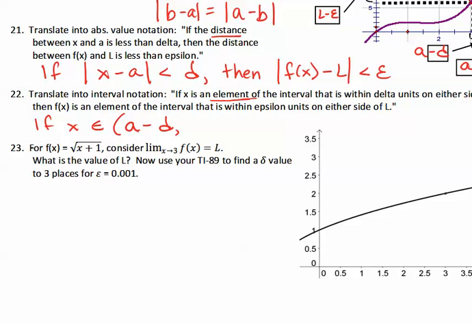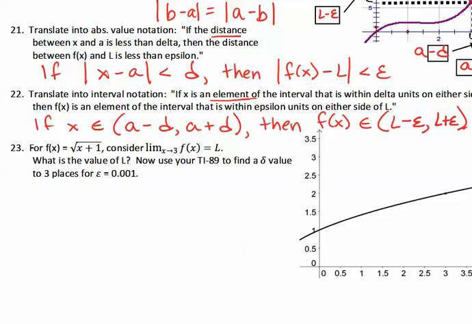So if you choose an x between a minus delta to a plus delta within that horizontal range, then we can guarantee that our f of x, our y coordinate, will stay within the range from the limit plus, guess we want small to large, right? Minus epsilon to limit plus epsilon. So 21 and 22 are synonymous.